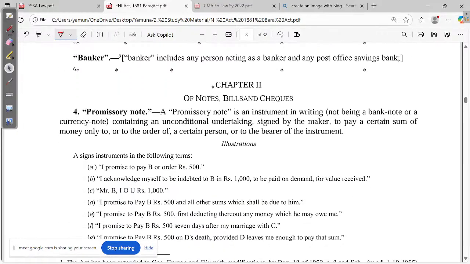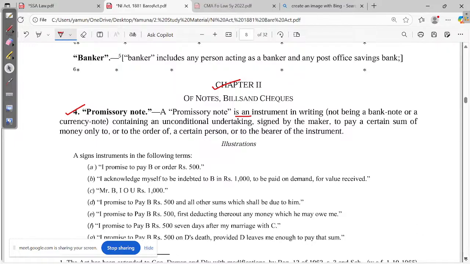Chapter 2 is actually dealing with the definitions of three. One is promissory note. See, definition is definition. Actual definition. So please make a note of the section numbers. Section 4 stands for definition of promissory note. Yes, please make a note of it. Section 4. I have given it in the study material, but I request you to kindly scribble in this content. Section 4 dealing with definition of promissory note.